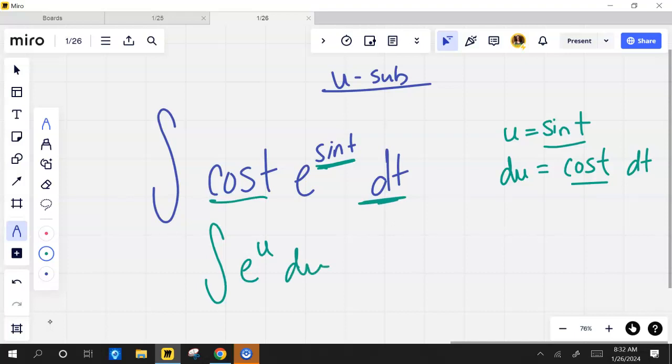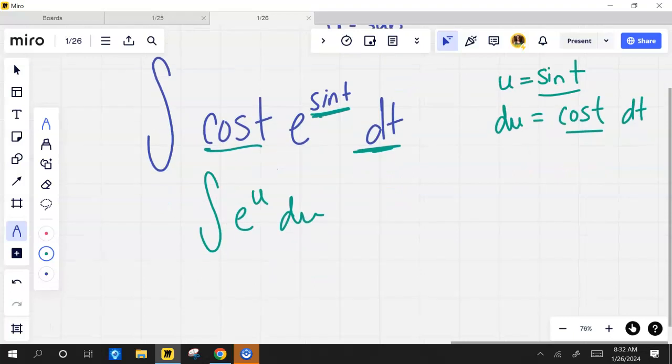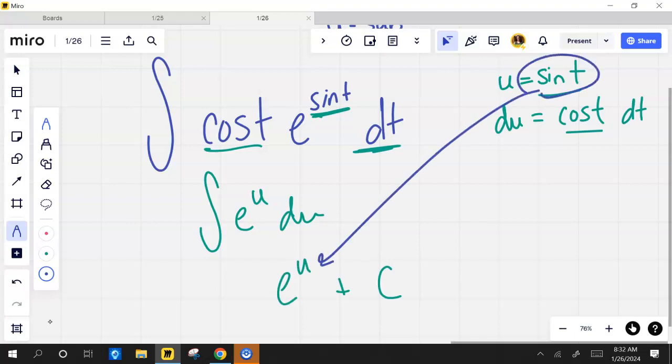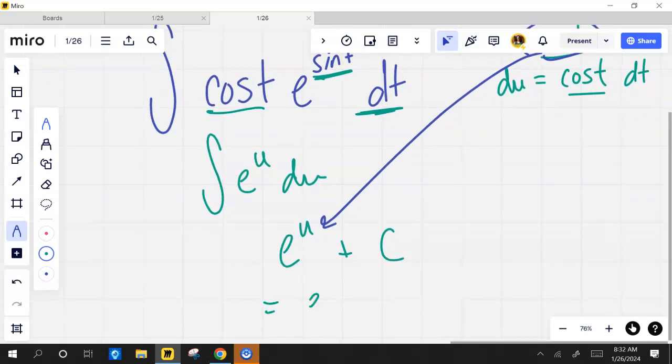Can you now find the antiderivative of e to the u? E to the u plus c. Now I just go back in and sub in what I had for u to start with. Better? It's the same, right?